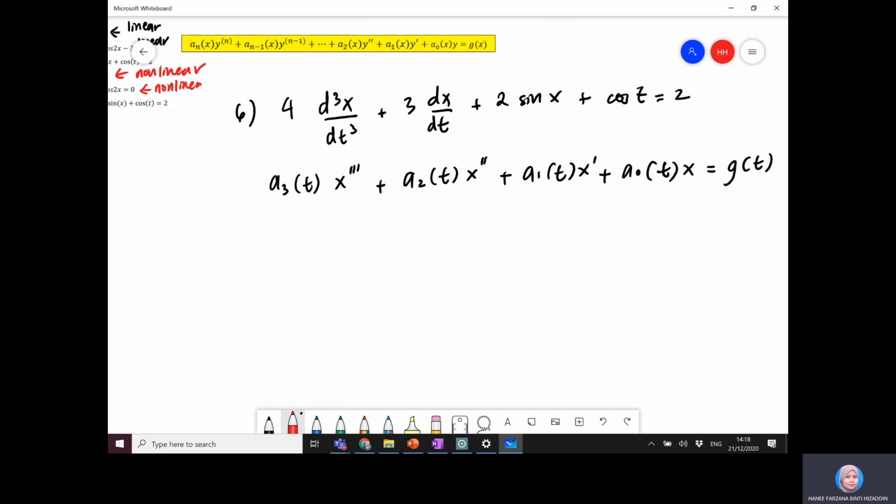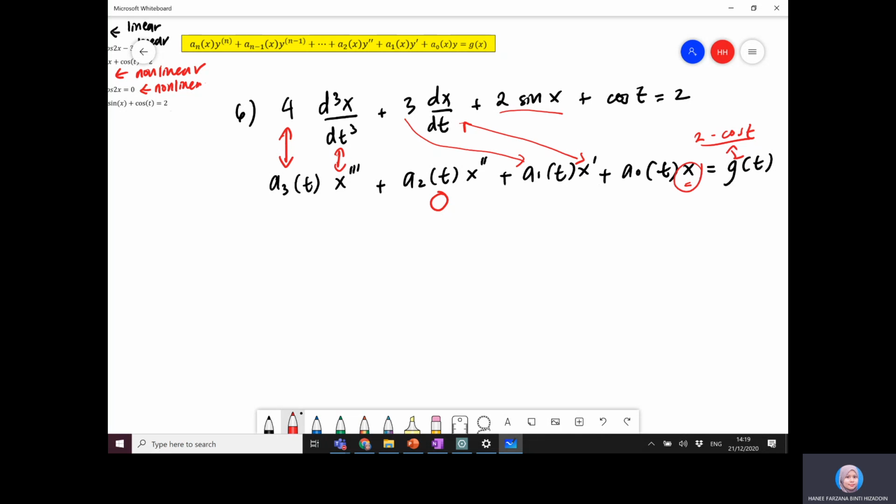Right, so I think you can start to compare already. Here is your third derivative, and 4 can identify with a3. There's no double prime, so here's 0. The first derivative is this, and 3 is this. However, do you have an x here? No, you don't have an x, but you have a sine x. So that is the nonlinear component. Whereas g of t, you can write it down as 2 minus cos t. So this one would identify as g of t.